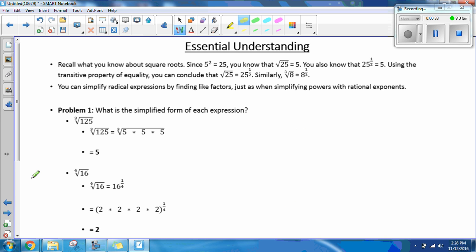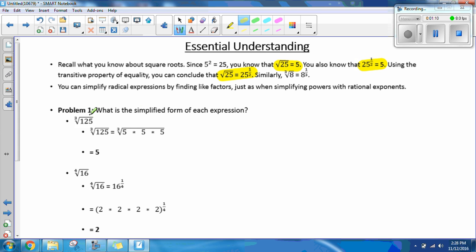Recall what you know about square roots. Since 5 to the second power equals 25, you know that the square root of 25 equals 5. We also know that 25 to the 1/2 power equals 5. So using the transitive property of equality, we can conclude that the square root of 25 is equal to 25 to the 1/2 power. Similarly, the cube root of 8 is equal to 8 to the 1/3 power. You can simplify radical expressions by finding like factors, just as when simplifying powers with rational exponents.